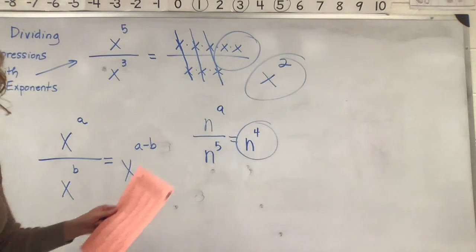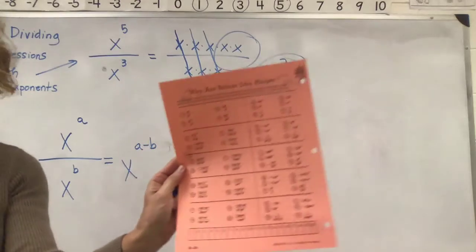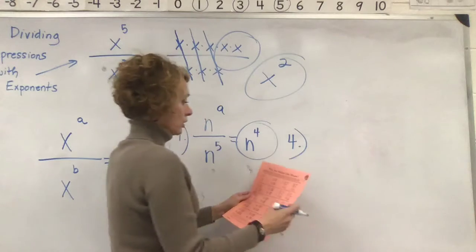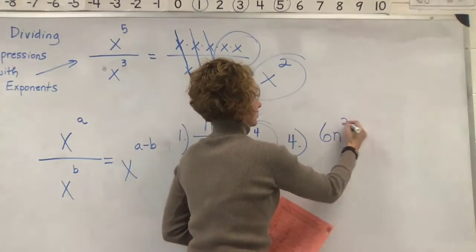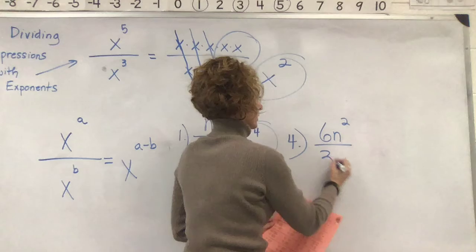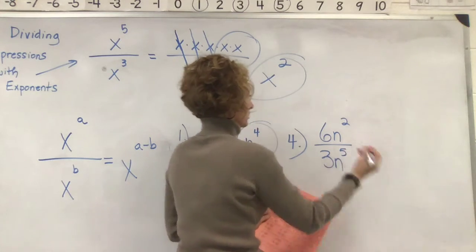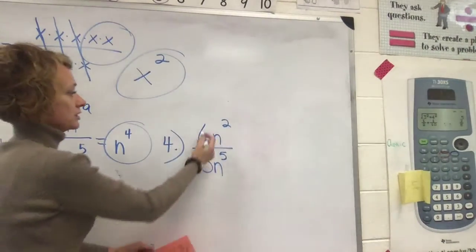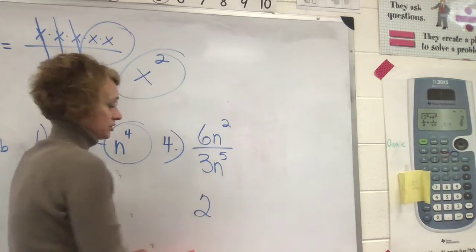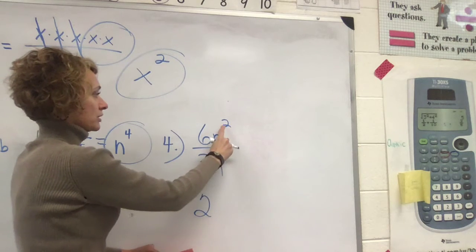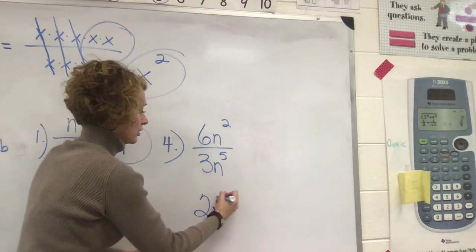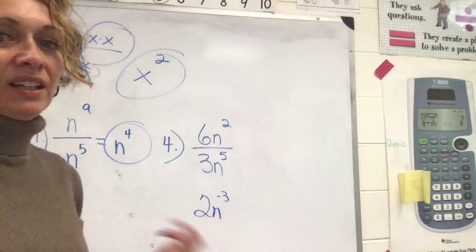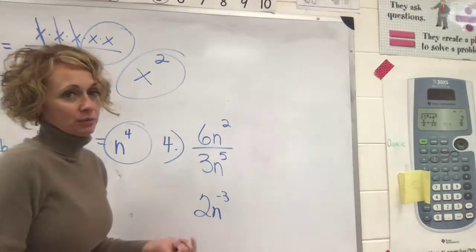That's it. Look at number 4 on this sheet. This was number 1. Number 4 has this, 6n squared over 3n to the 5th. This one's a little bit weird, okay? So when we see this one, we're still going to divide like we've got a fraction, which is 2. And then we're going to take a top power, subtract the bottom power, and that's going to give me n to the negative third power. But you never leave an exponent with a negative number. You make it become a reciprocal.